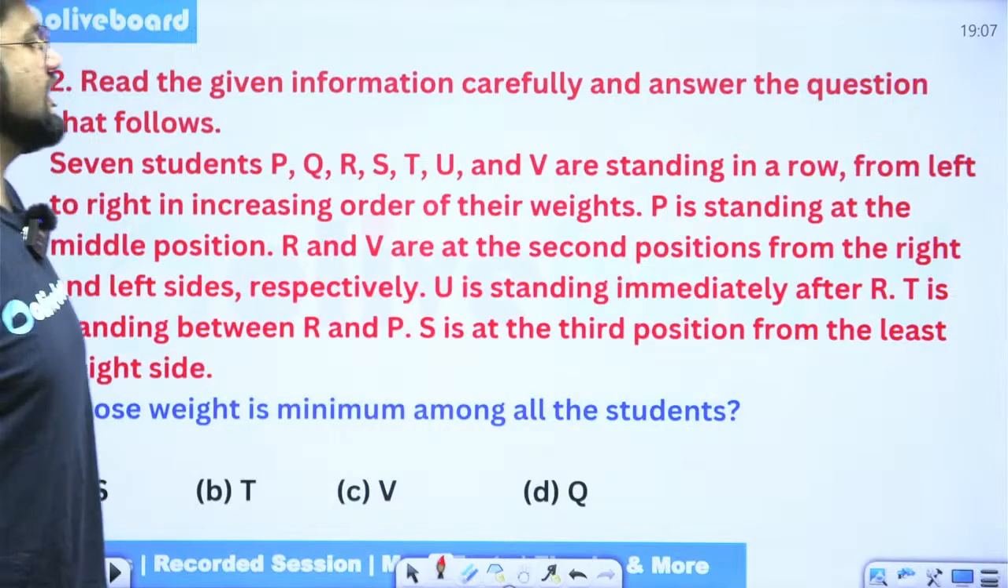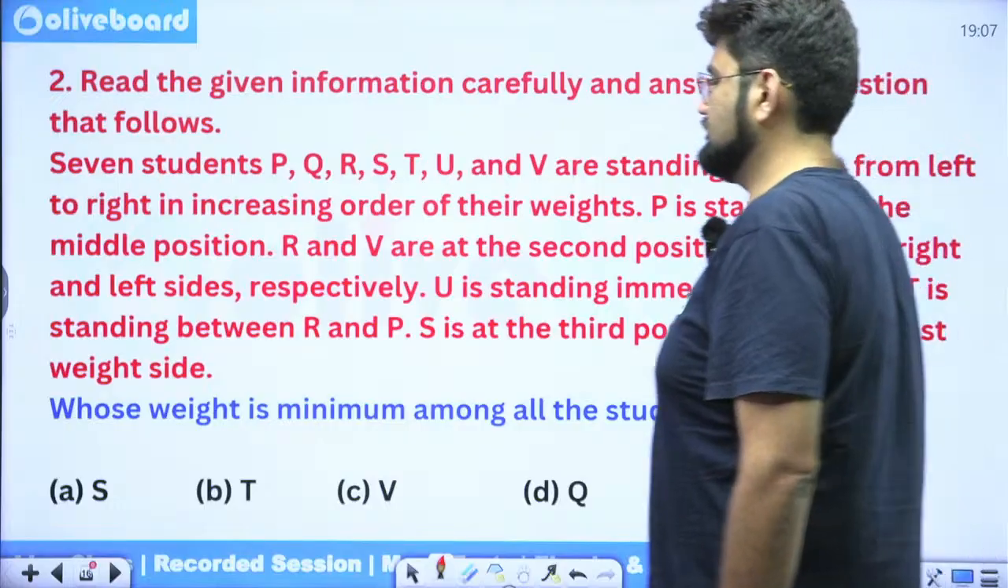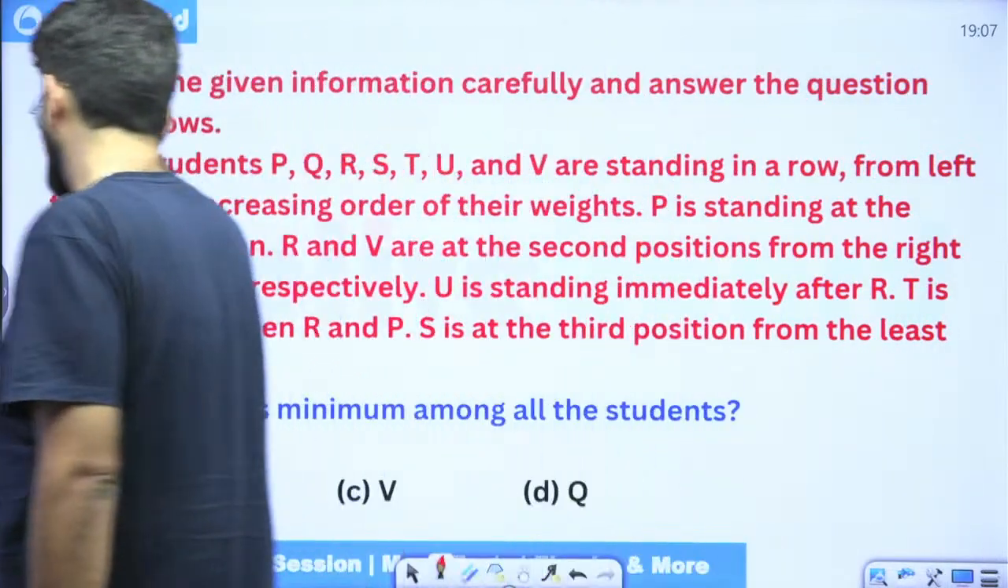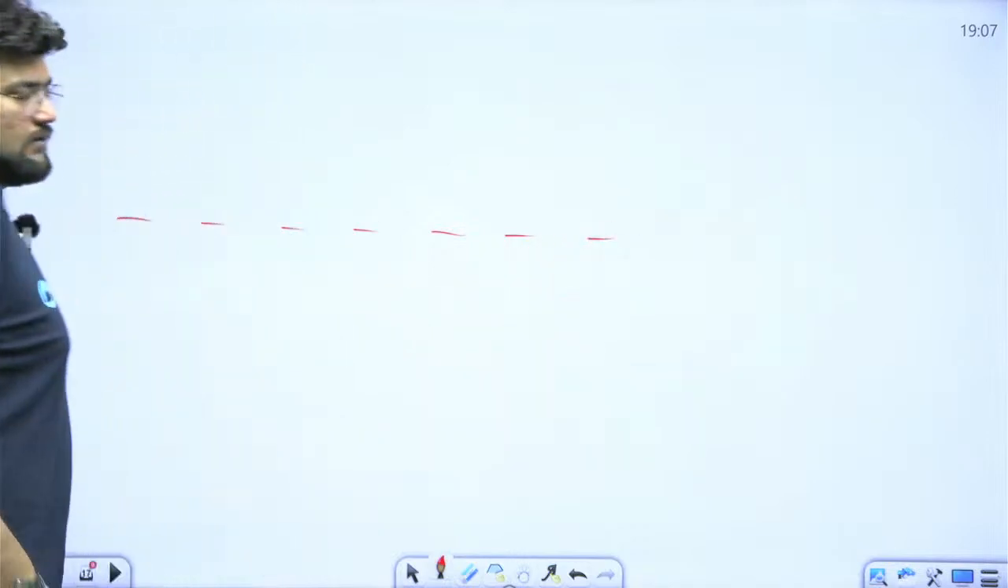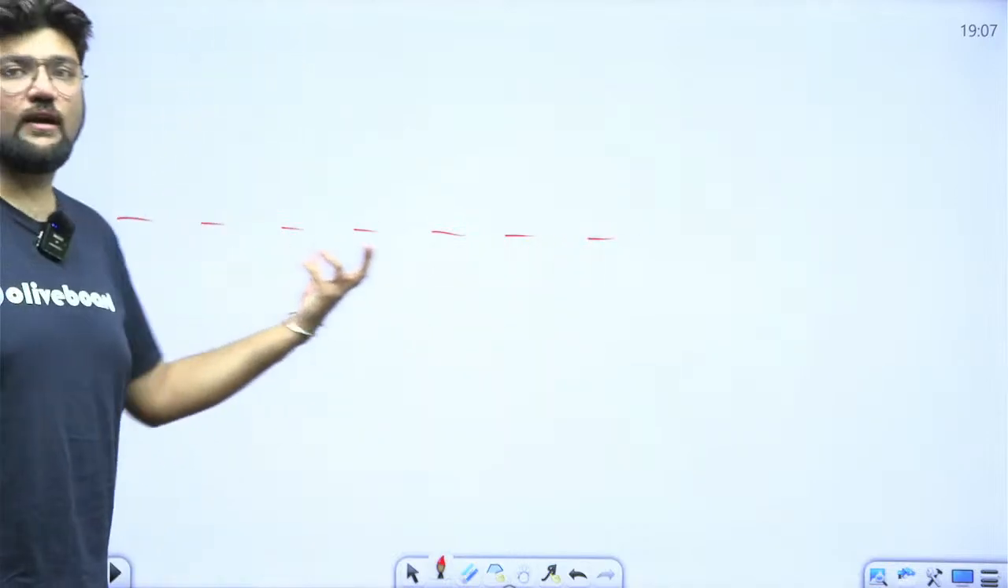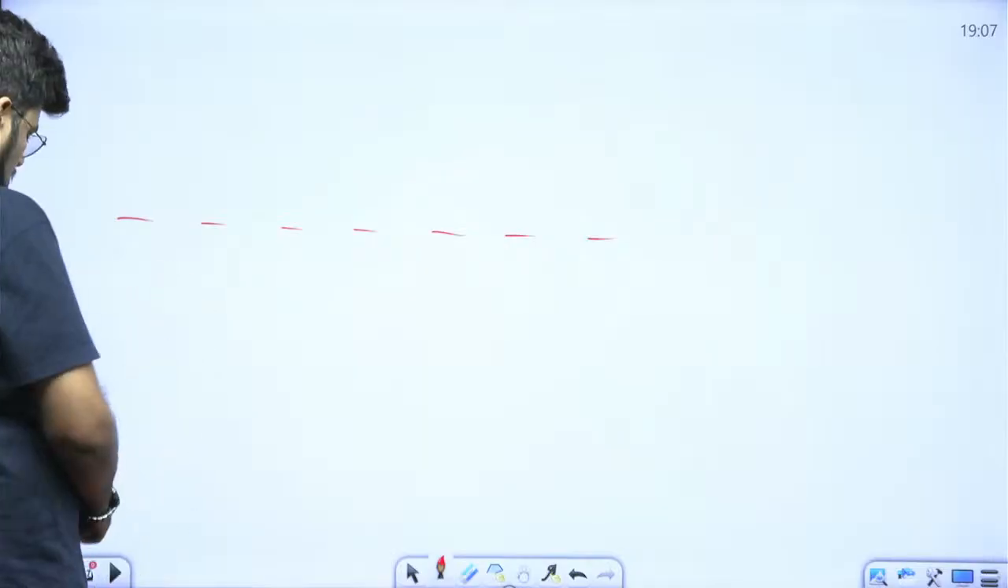7 students are standing in a row from left to right in increasing order of their weight. 1, 2, 3, 4, 5, 6, 7. Okay, they are standing from left to right in a row. I can't draw them vertically. And in increasing order of their weights, right?